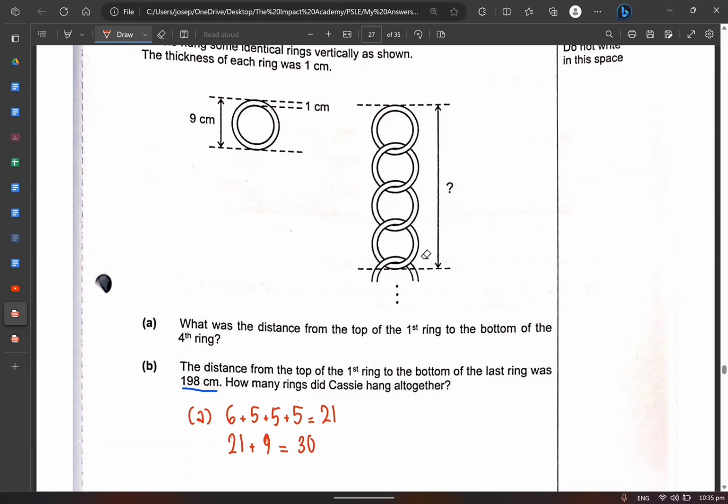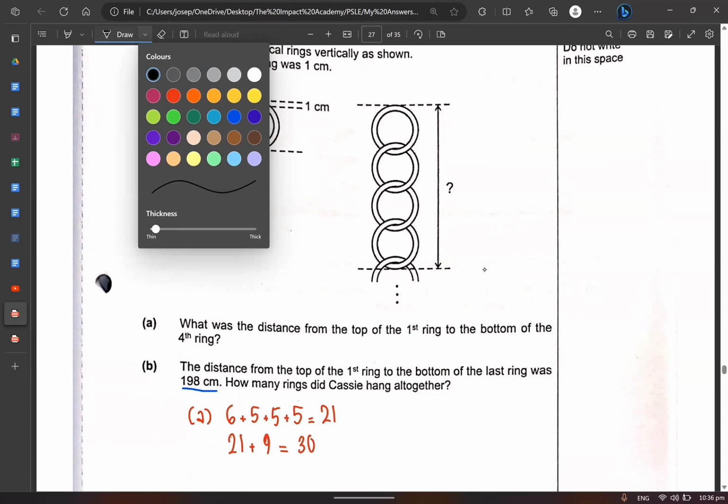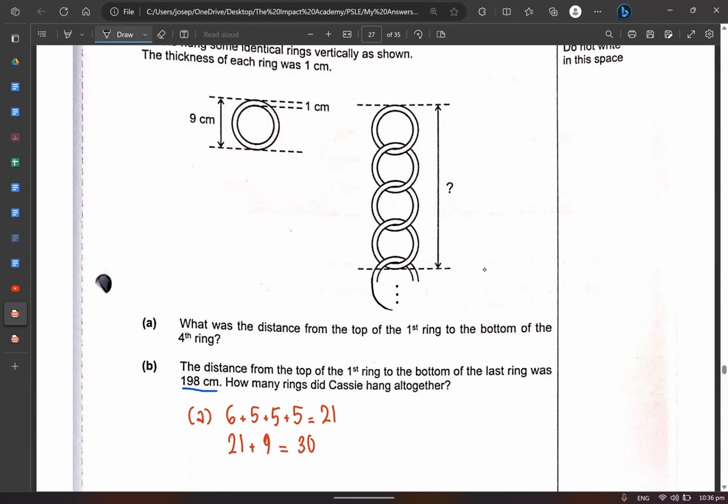Now, we know that the distance from the top of the first ring, which is over here, all the way to the bottom, of course, we won't be able to draw it out. It's hard for us to draw it out as well, because you're going to go on and on. So what are we going to do? We are going to skip all the way to the last ring. So we are going to draw the last ring. Why is that so? Because the last ring is the one that is a little odd. Why is that so? Because for the last ring, it doesn't have anything hooked onto it.